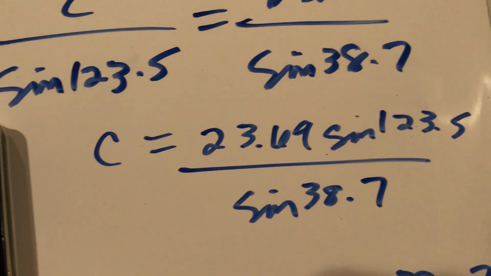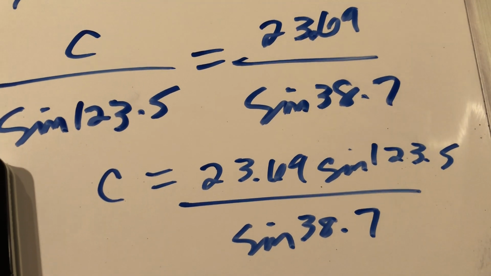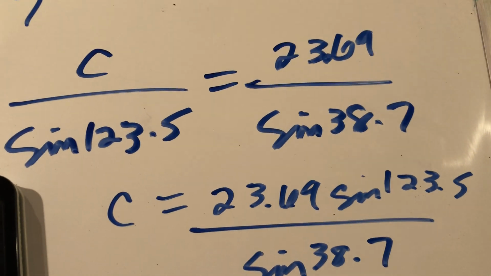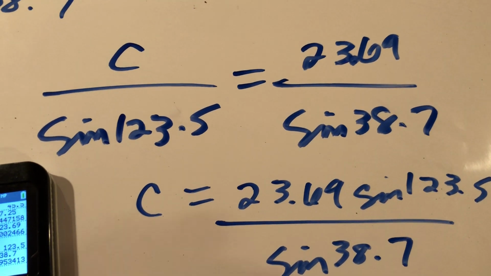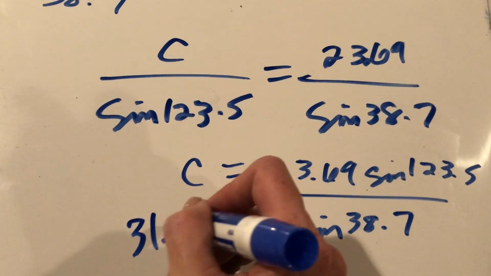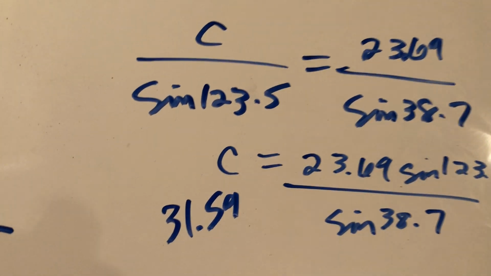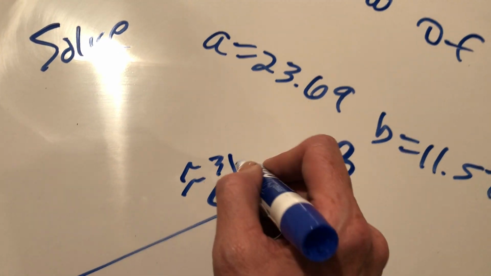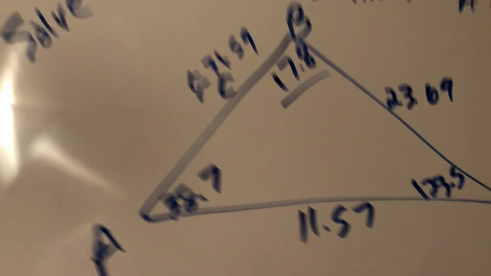So then type that in the calculator. 23.69 sine 123.5 close parentheses divided by sine 38.7. We get about 31.59. Okay.